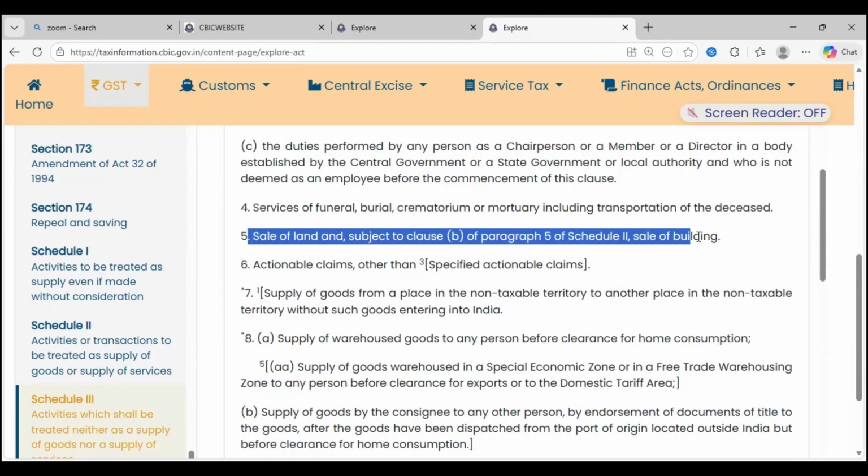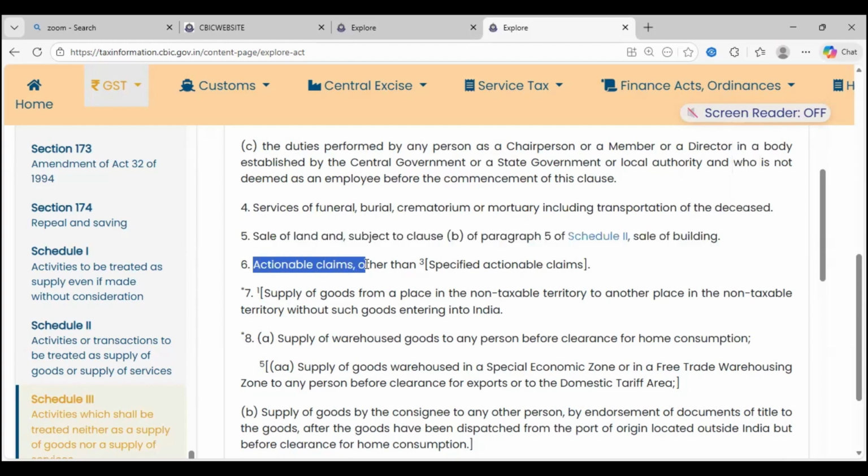Sale of land and building, this is a state levy. Because it's a state levy, it is not subject to GST. Actionable claims, other than specified actionable claims. You remember this: an interest as a partner, I get a right to the partnership firm's profit. That's an actionable claim. Like futures, derivatives, where I participate in options trading and get a right for futures. So that is also an actionable claim.